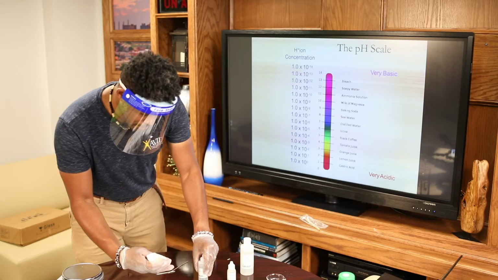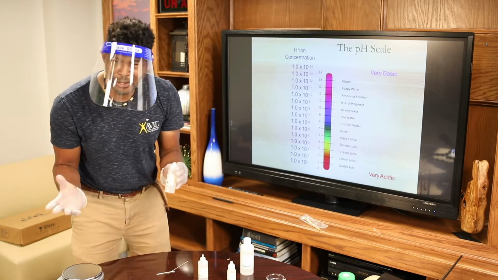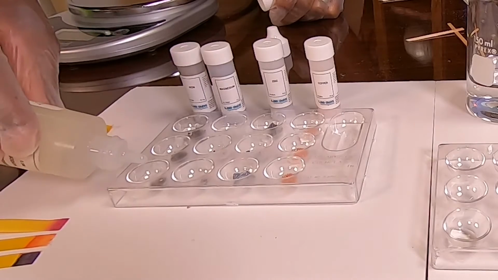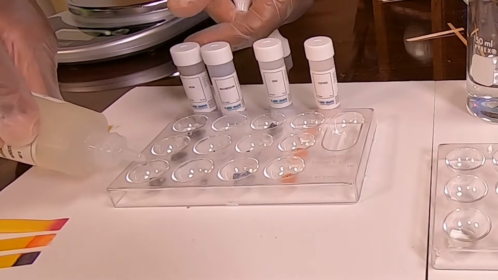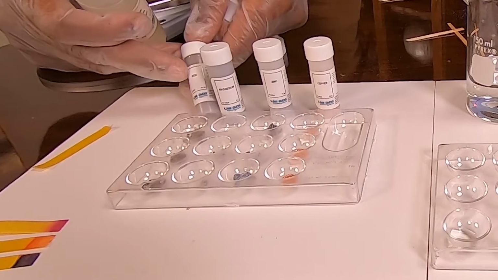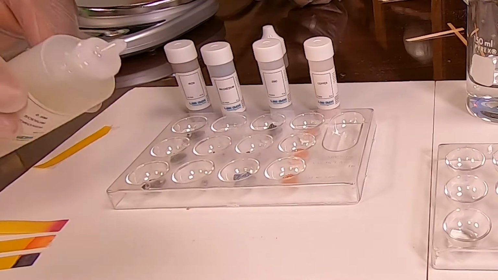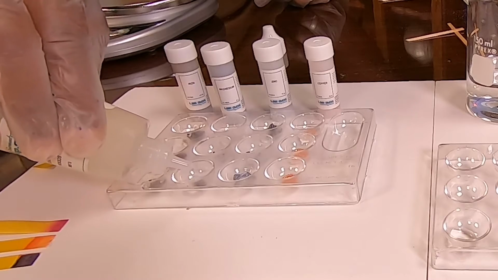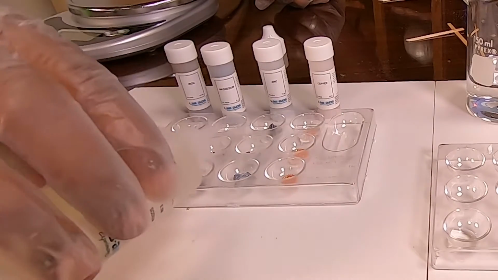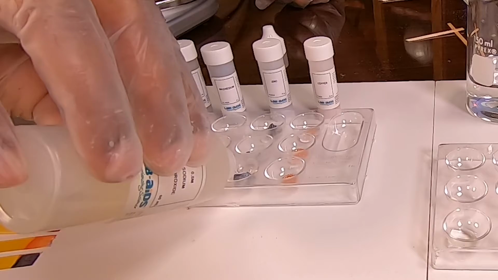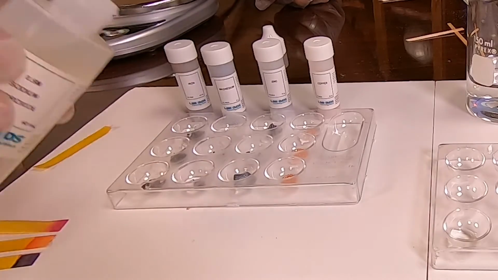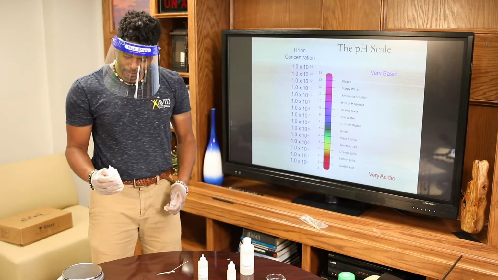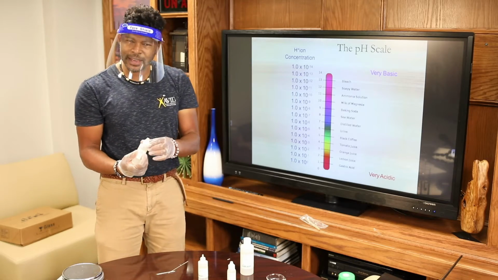Here we go. Sodium hydroxide. What does sodium hydroxide do with metals? Well, does it do anything to our iron? Nope. Did it do anything to our magnesium? Nope. Did it do anything to our zinc? Nope. Did it do anything to our copper? No. Well, why not? Well, think about it.